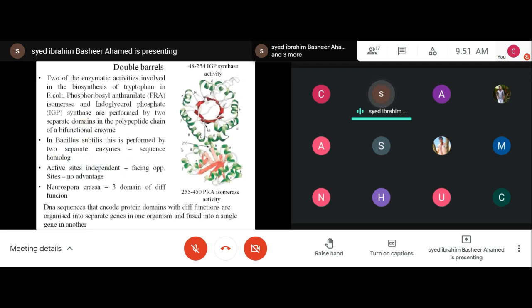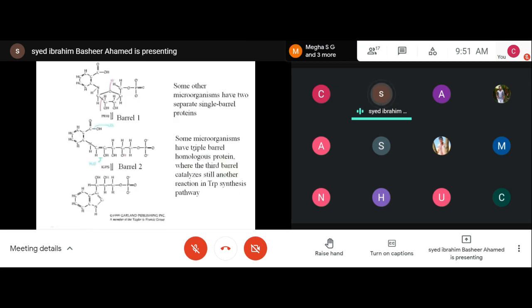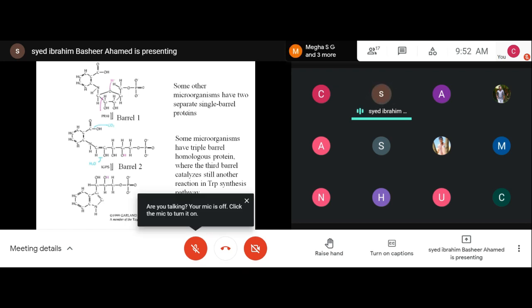There are proteins which have two TIM barrels, and some proteins which have three TIM barrels. Each TIM barrel is separately arranged, and the active site is independent of each barrel structure. For example, each barrel will perform a different kind of reaction.